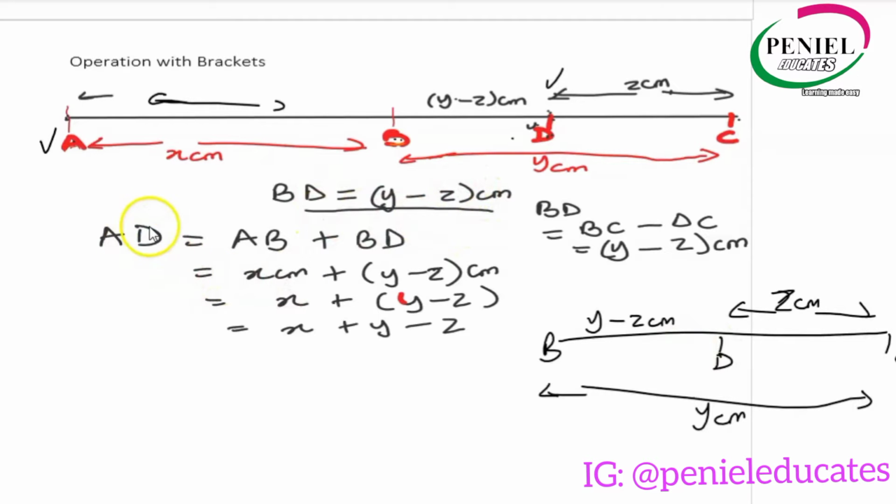Don't forget your line AD is AB plus BD. AB is given as X centimeter, you know that one already. Then BD is given as Y minus Z centimeter. So now let us do our calculation: X centimeter plus, don't forget, this is Y minus Z centimeter. Once you expand it, it's going to give you X plus Y, then minus Z.